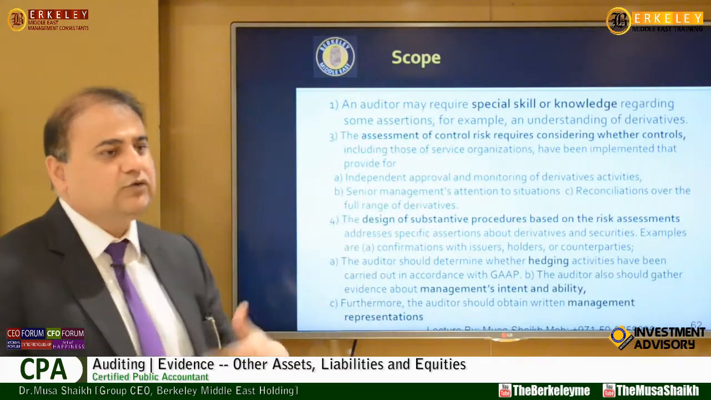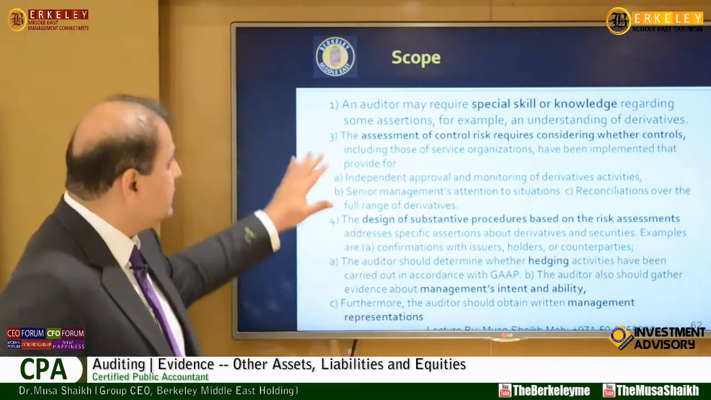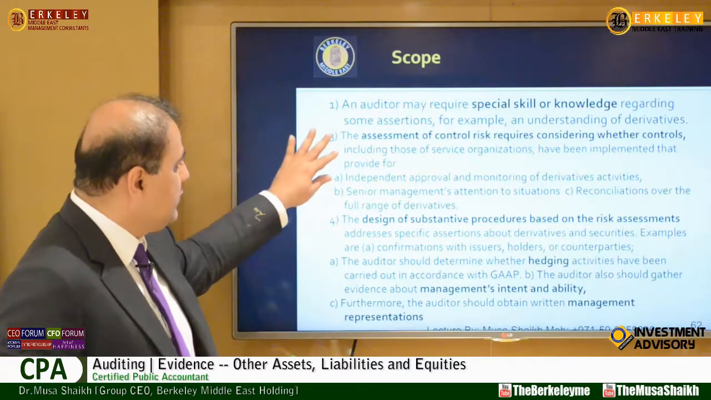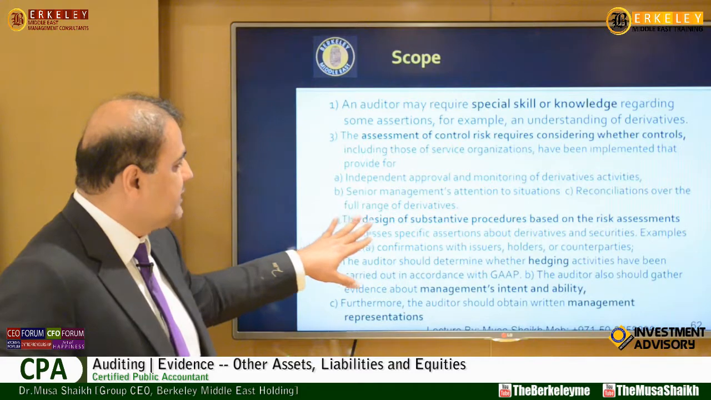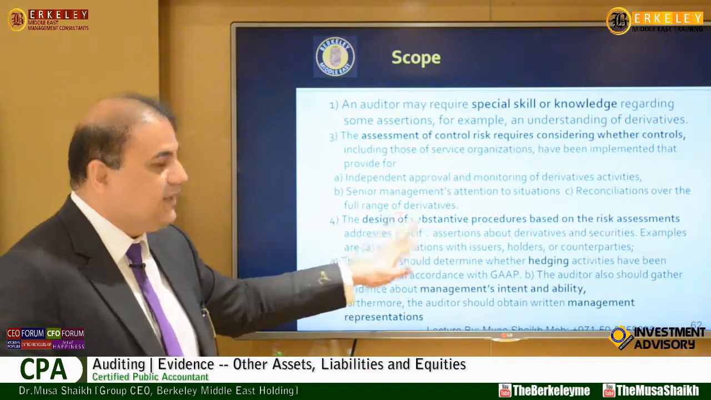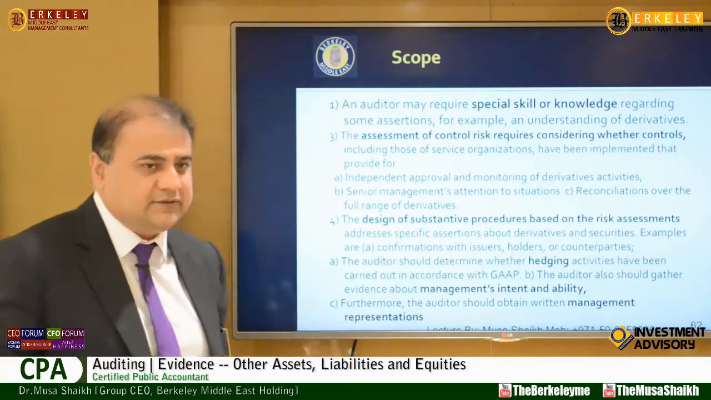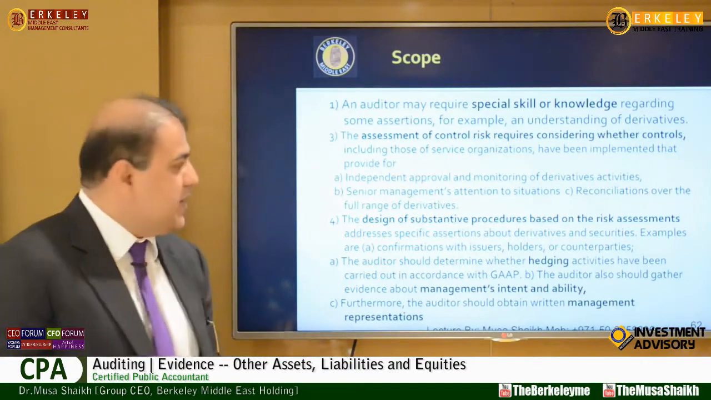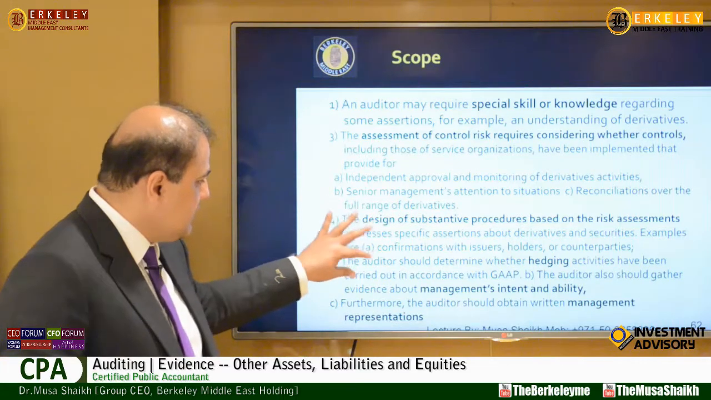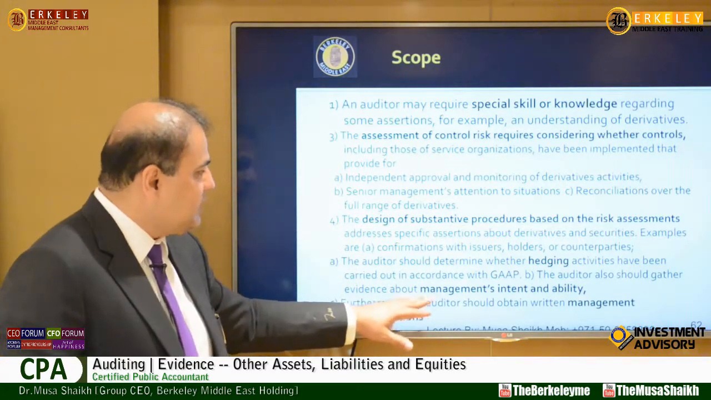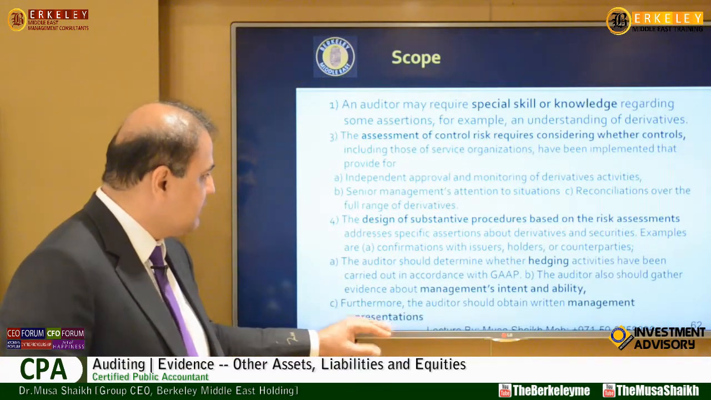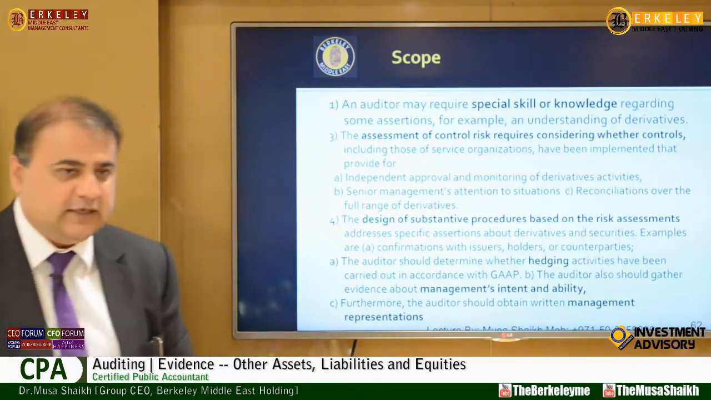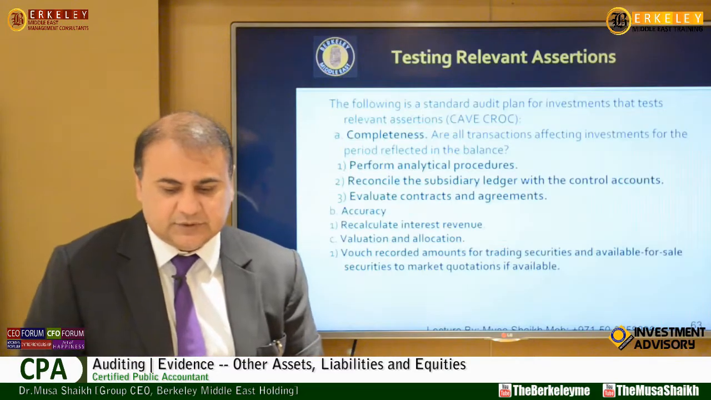So maybe you use a third party. Assessment of control risk requires considering whether controls are adequate or not. We'll see design of procedures based on risk assessment, because assets manipulation has inherent risk. So we have to do the risk assessment also for hedging and others. Management intentions and abilities, we have to see intent and abilities. And for that we have to ask management how they deal with such issues.